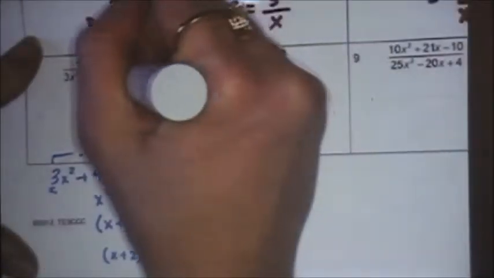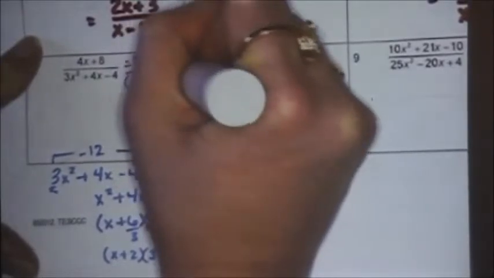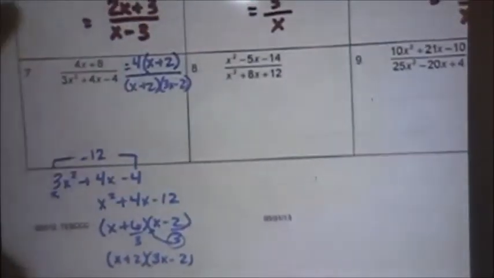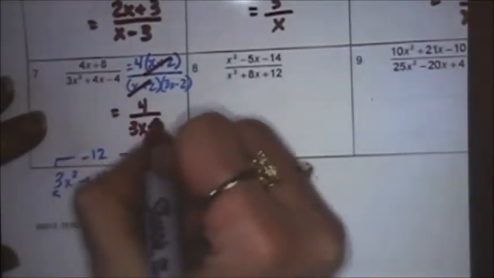So now I can go back and put them where they belong. So I've factored this as x plus 2 and 3x minus 2. And now that I see that I've got it factored, I see exactly what will cancel or cross out, become 1. So I end up with 4 over 3x minus 2.